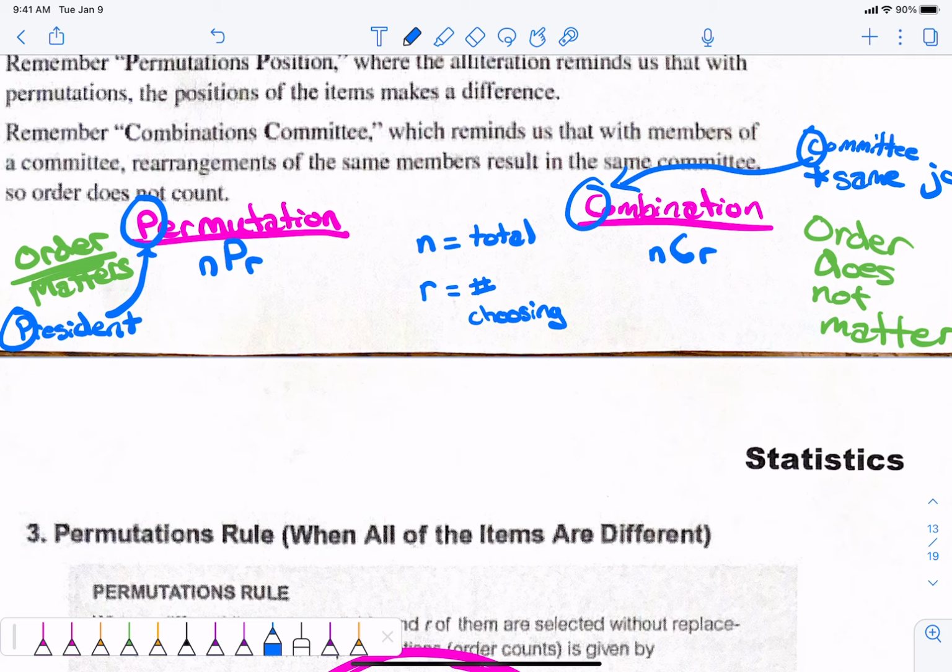Yeah? That's it. Okay? Should we do an example of that before we move on? Yeah? Just one really quick example. Okay? So, example.